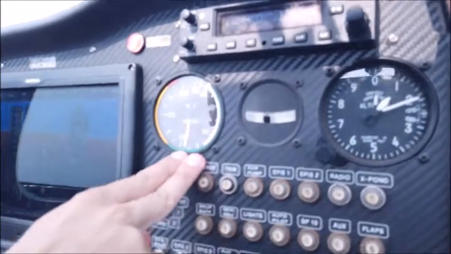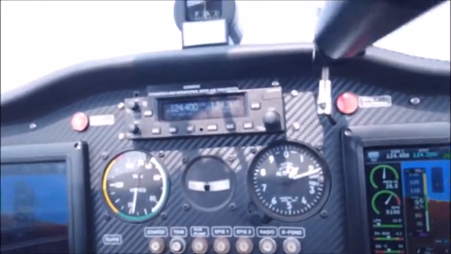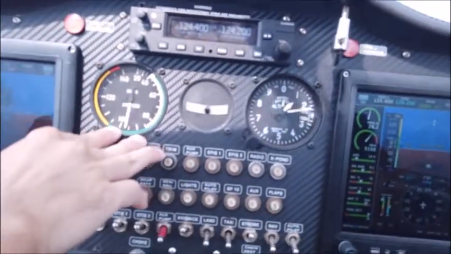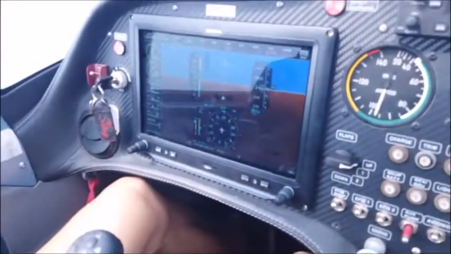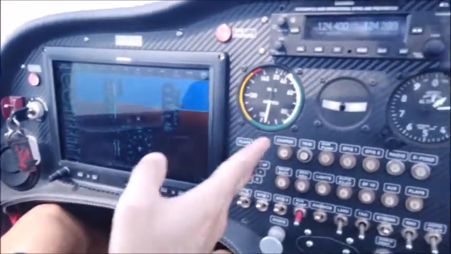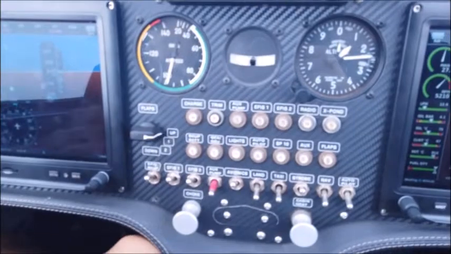So different air speeds are measured over here in knots, and we have to at least observe it over there, as well as an altimeter, and we're able to compare it with the Garmin, which is obviously digital.